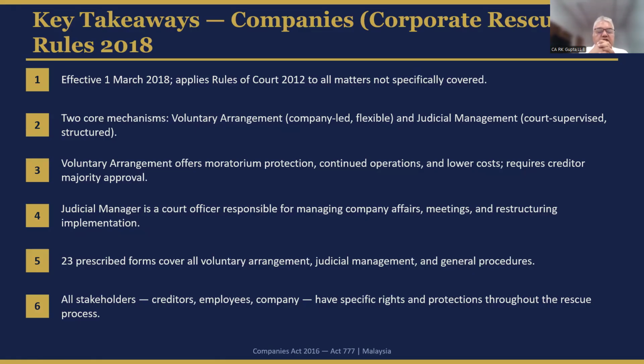Judicial management is done through a court officer who is responsible for managing company affairs, meetings, and restructuring implementation. 23 prescribed forms are there which cover all voluntary arrangement, judicial management, and general procedures, and all stakeholders, whether creditors, employees, or the company, have specific rights and protection throughout the rescue process.